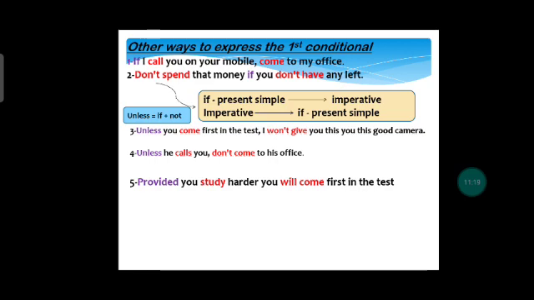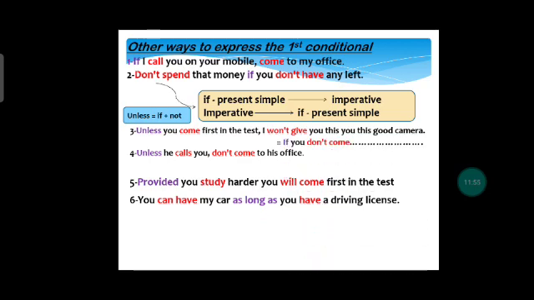Other ways to express the first conditional, we can use provided. Provided you study harder, you will come first in the test. Means if you study harder, you will come first in the test. You can have my car as long as you have a driving license. The same as you can have my car if you have a driving license. So provided and as long as, or providing, the same as if. Okay?